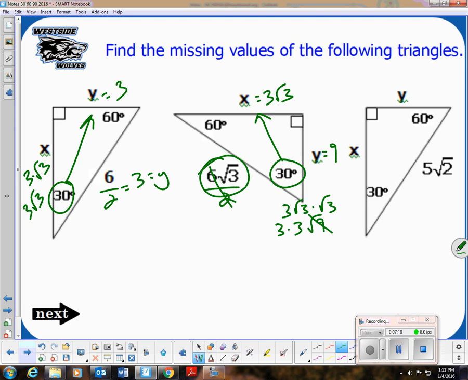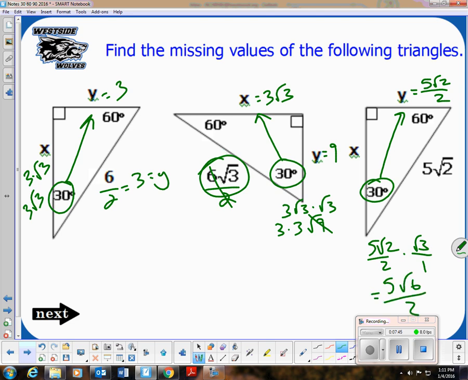Okay, and so for this one, shortest angle, shortest side, so this is going to be 5 square root of 2 over 2. I'm going to leave it as an improper fraction. It doesn't break any of my rules of division, no radical in the denominator. 5 and 2 can't be simplified. I don't want to see this as 2.5 square root of 2. I don't want a decimal, I want it as a fraction. And so then we take 5 square root of 2 over 2, multiply it by square root of 3. Put that 3 over 1 if it helps you. So I end up with 5 square root of 6 over 2, and that's the value of x.